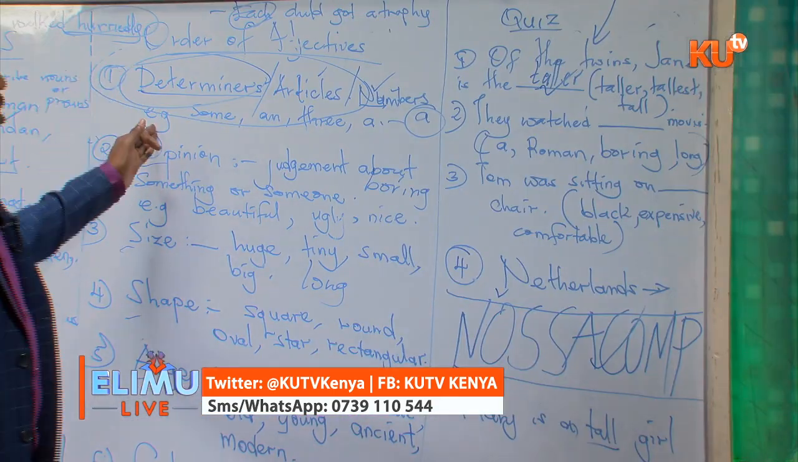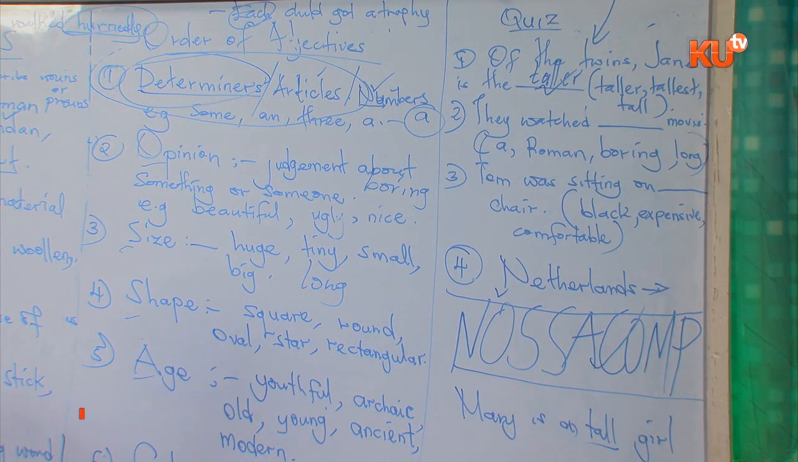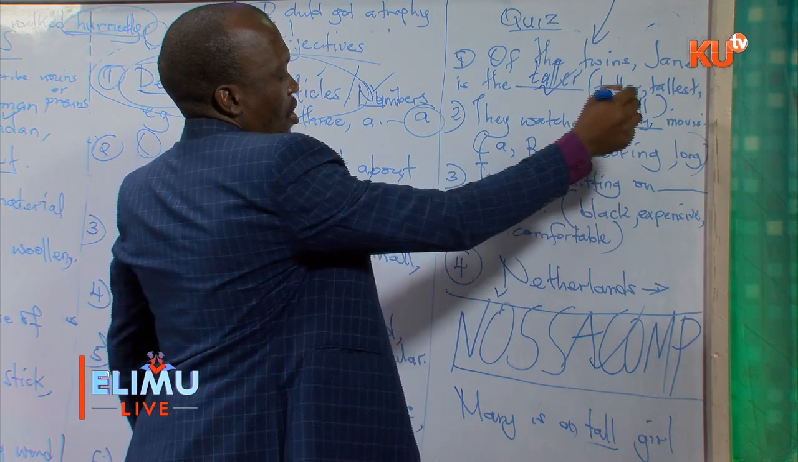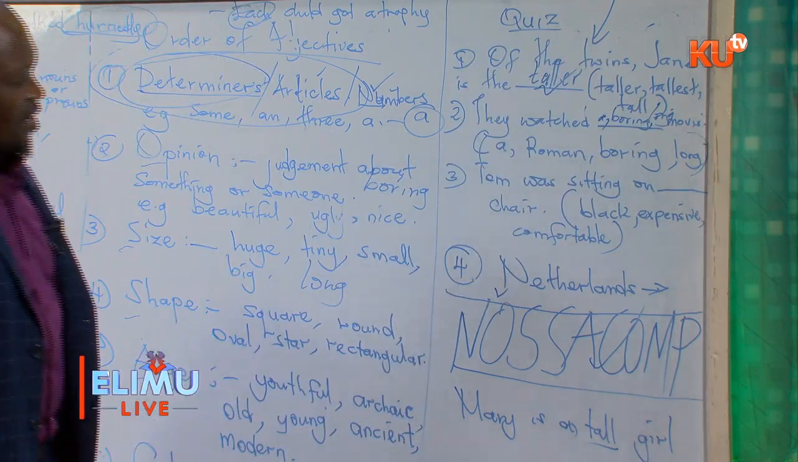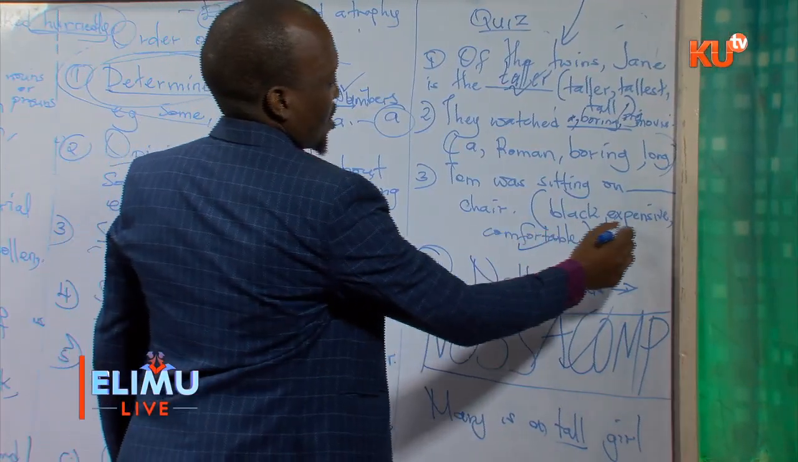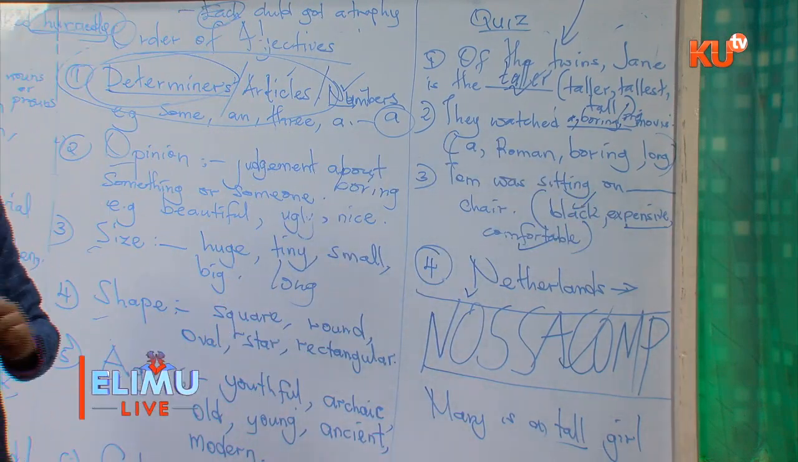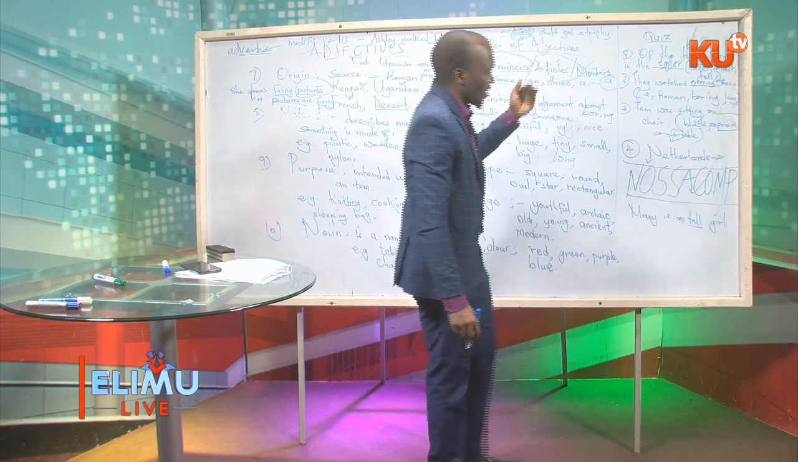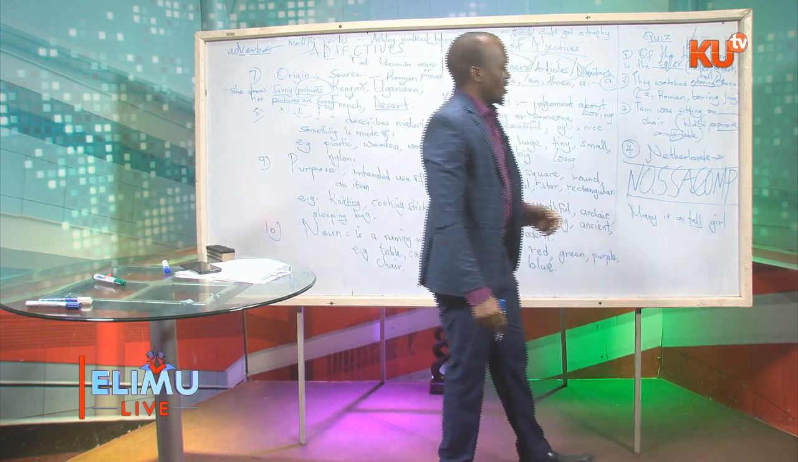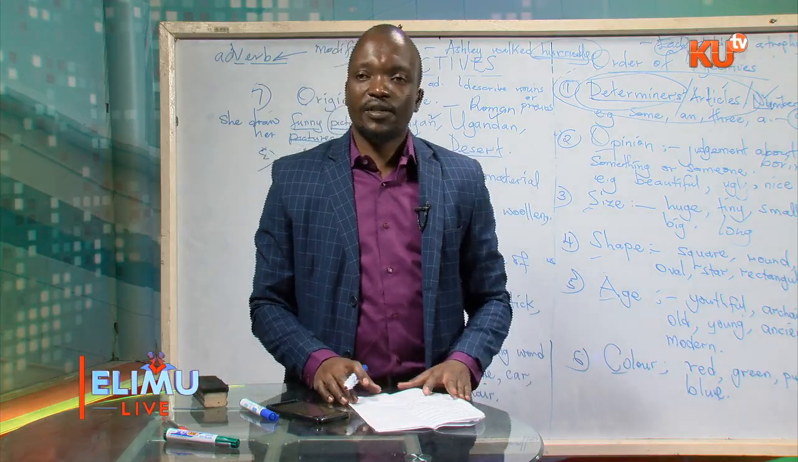Not a long, a boring, we first say a boring long movie. So it is a boring long Roman movie. Then the last one, Tom was sitting on comfortable, expensive, black chair. Because all these are adjectives, but we start with the adjective of quality. Comfortable, adjective of quality. That is why I started by explaining the different types of adjectives that we have. Comfortable, expensive, black chair.